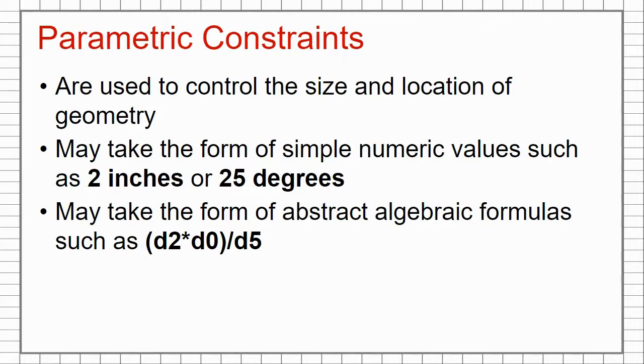They may take the form of abstract algebraic formulas, such as what you see on your screen here, d2 times d0 divided by d5. Those d2, d0 numbers are designations given to dimensions. Every time you add a dimension to a model, it gets a designation like this one, starting with D0. The first dimension you put on a sketch would be designated as D0, regardless of what you type in there. You could type in 1.5 inches, you could type in 45 feet, whatever the value of the dimension is. It doesn't really matter, but D0 would be the designation for that dimension.